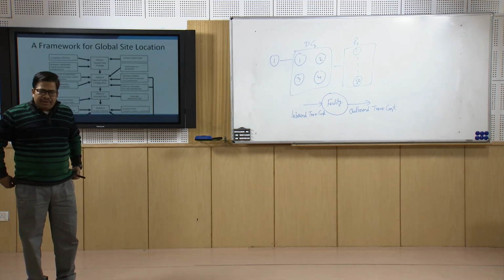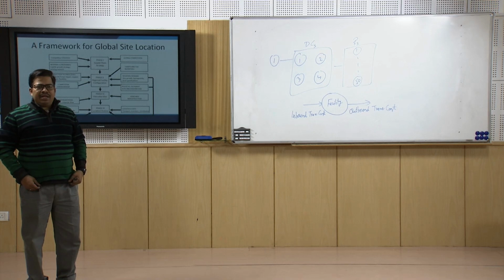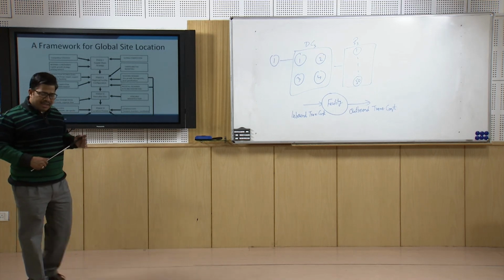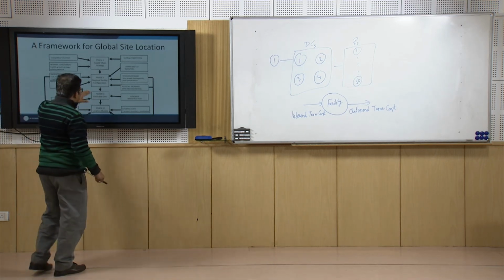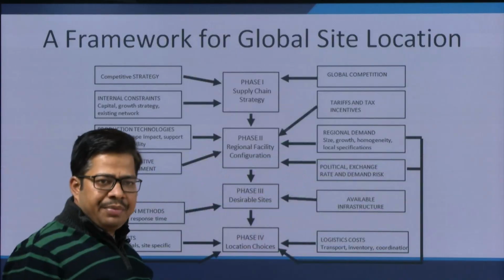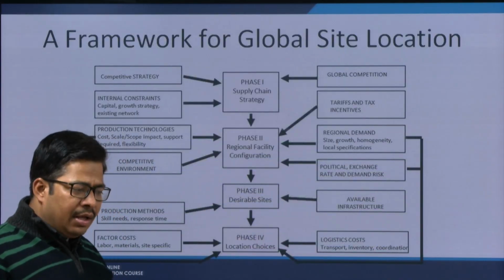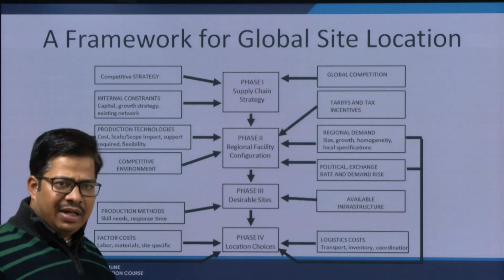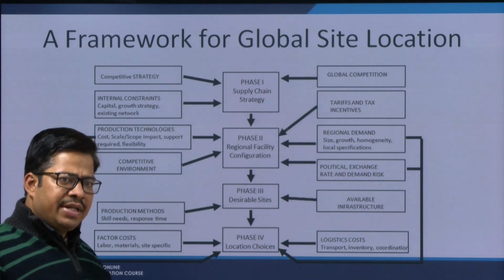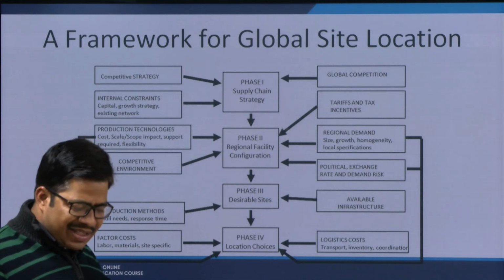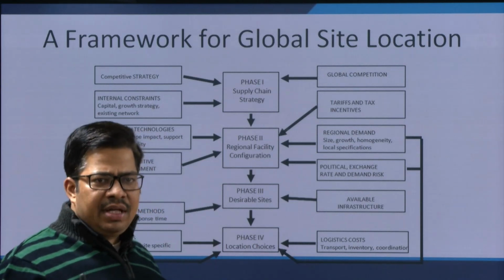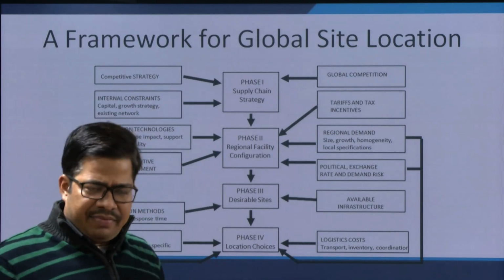the facility location decisions must be in line with your supply chain strategy. So understanding the strategy is very important. I discussed in my last class about Walmart and 7-Eleven. The Walmart strategy is to provide low cost products. The 7-Eleven strategy is to provide a very high level of responsiveness.